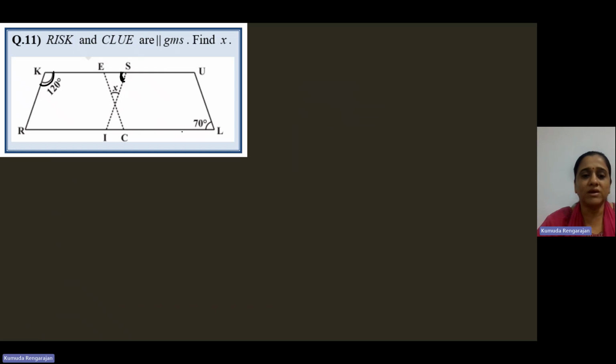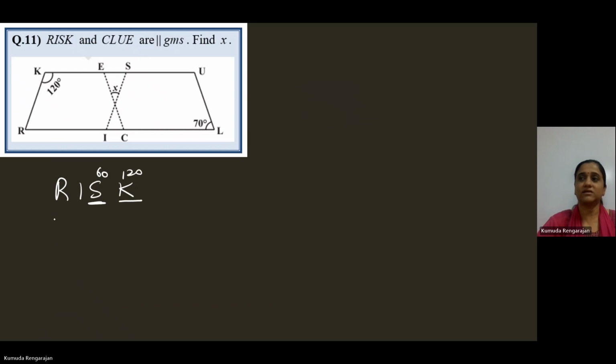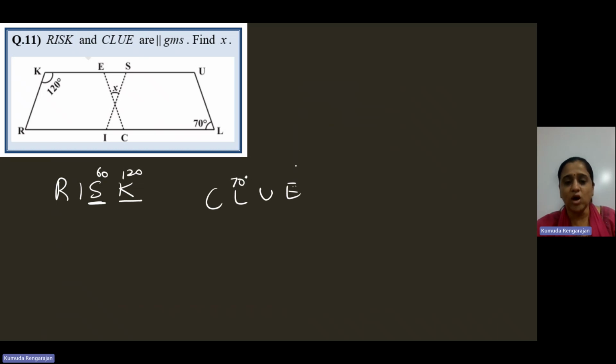And then in the parallelogram CLUE, see this angle is equal to this angle. Opposite angles are equal. See here, RISK, right? Now this K is 120. This one is adjacent, so 60. I is 120. But in CLUE, L is 70. So E is opposite angle, so it will be 70.